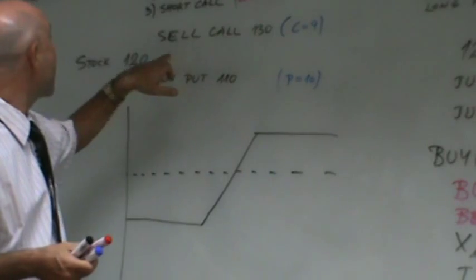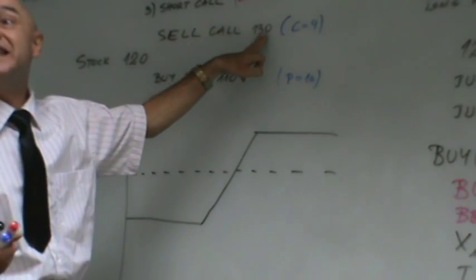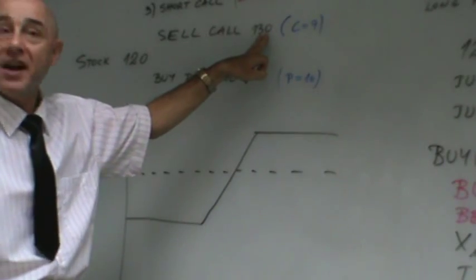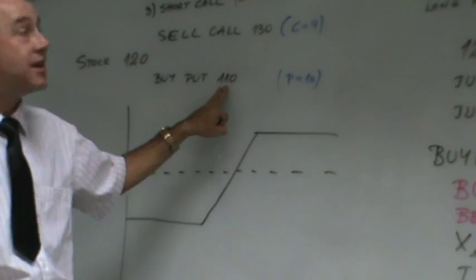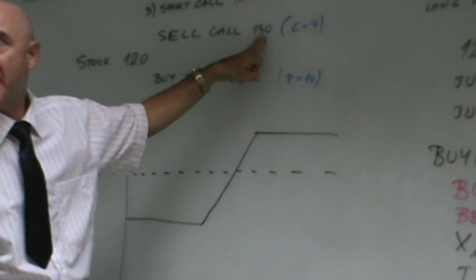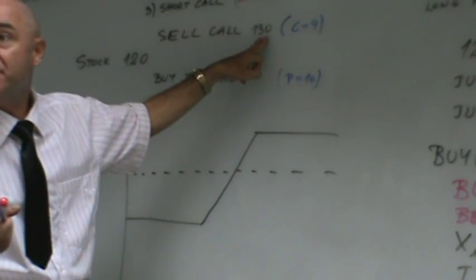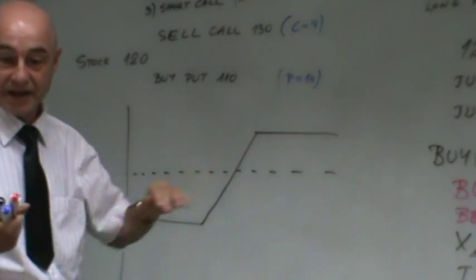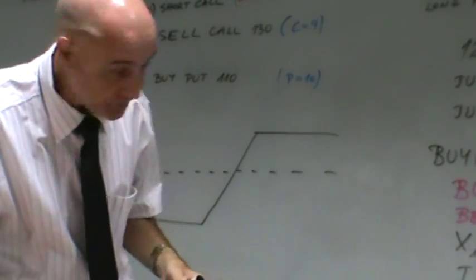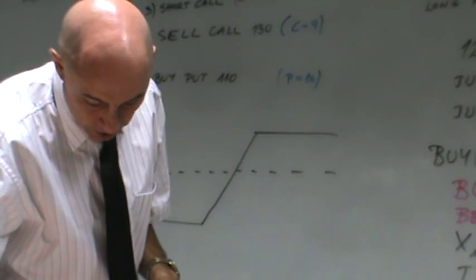I mean, right now I made it 120, so I made the call to be $10 out of the money, and I made the put to be $10 out of the money, okay? But you can make the call 135, okay? Or we can make the call 125, okay? So you're gonna be limiting more or less, okay? So that's pretty much what the collar looks like.